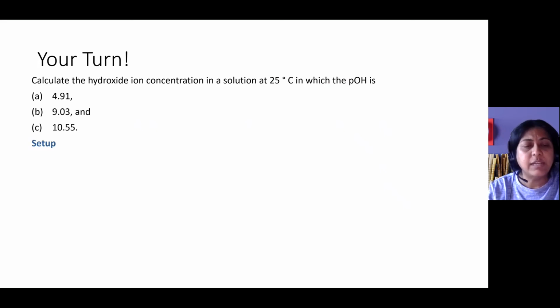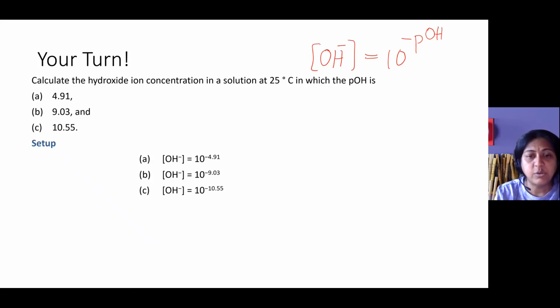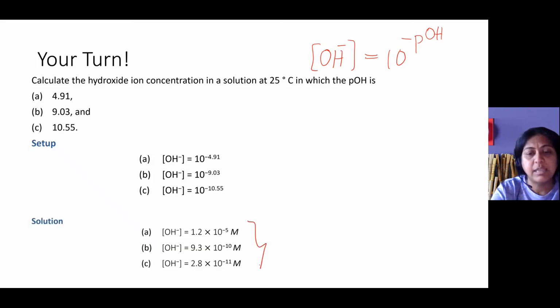So we plug those values and we calculate the pOH for three different conditions. Next question. Calculate the hydroxide ion concentration of a solution at 25 degrees Celsius in which the pOH is given. We are given three different conditions. How do we find the hydroxide ion concentration when we are given the pOH value? OH- concentration equals 10 to the negative pOH. So you plug those values and you calculate the hydroxide ion concentrations.